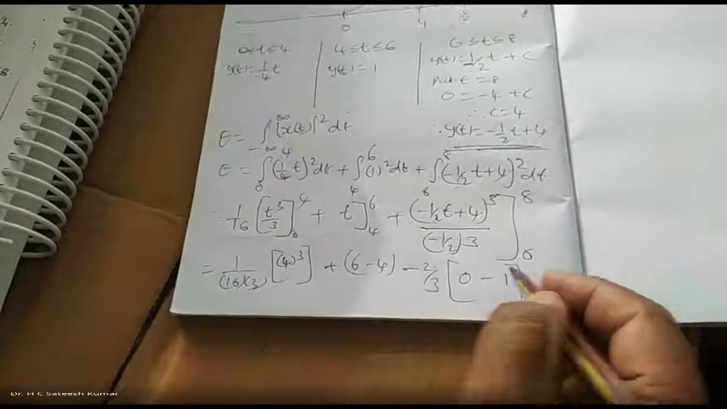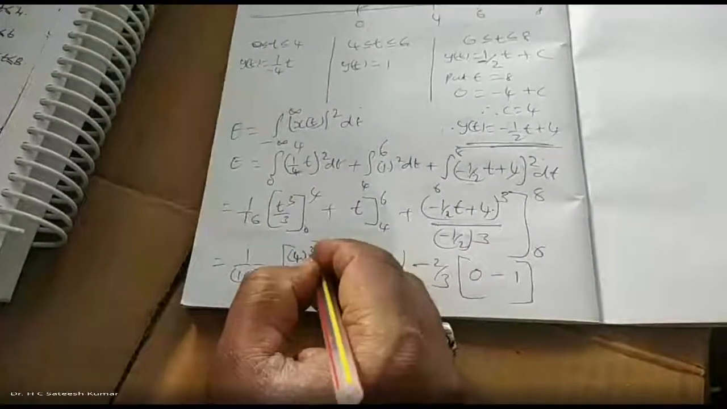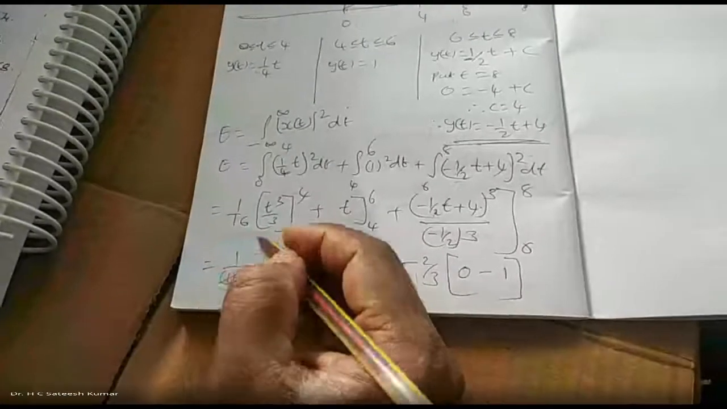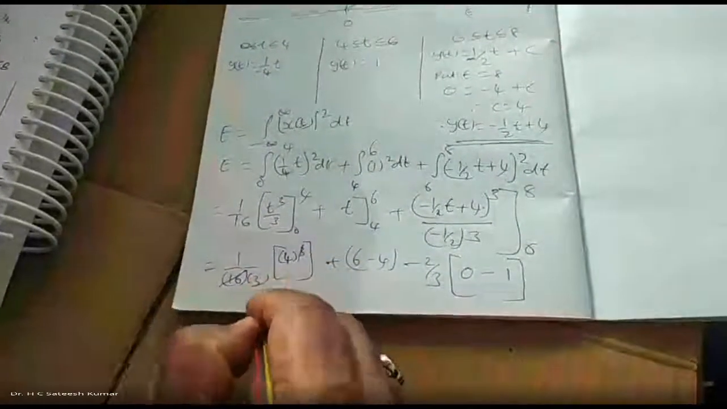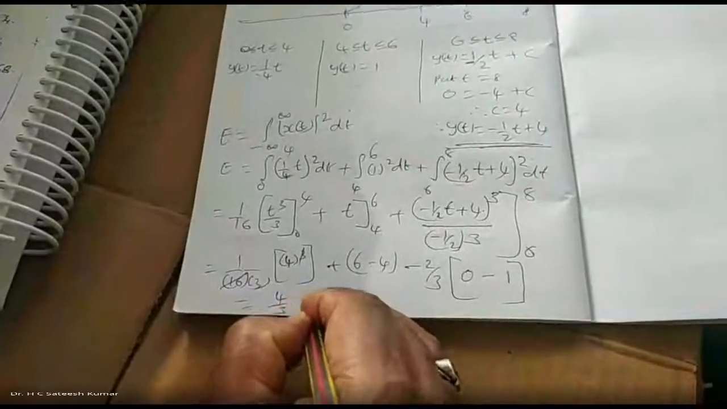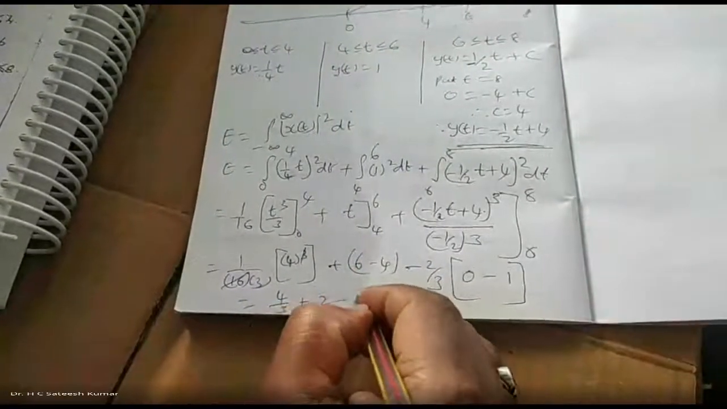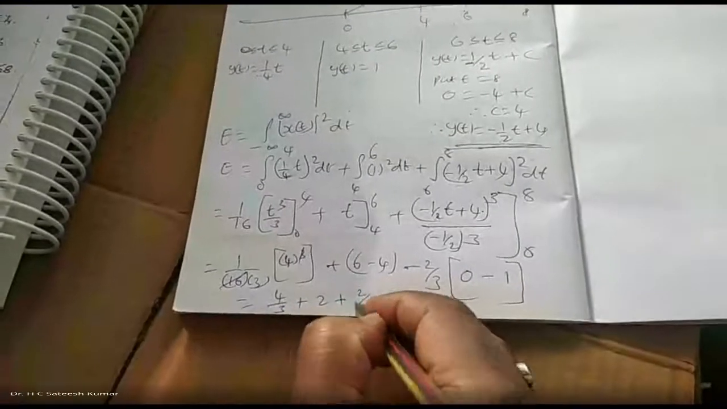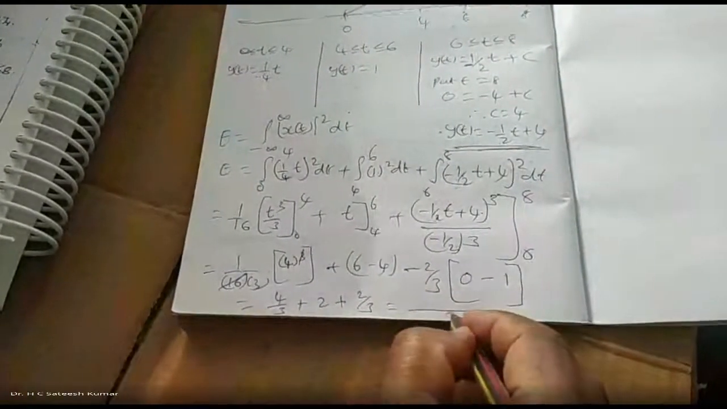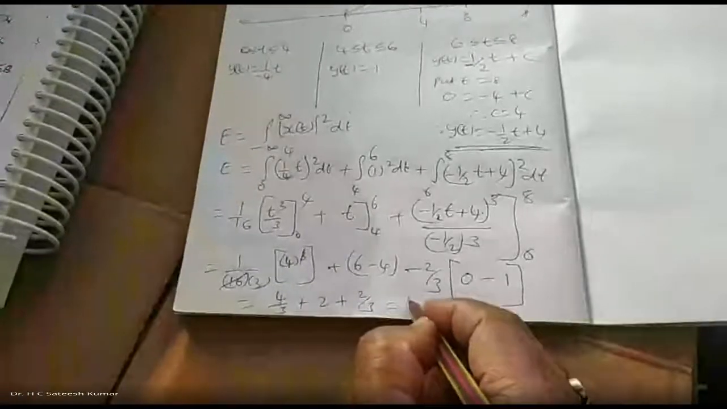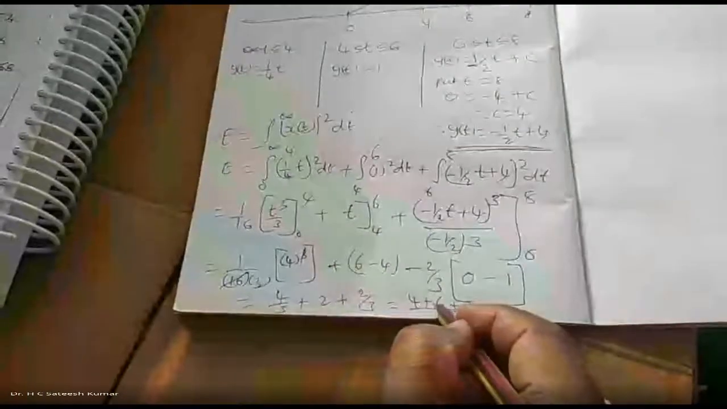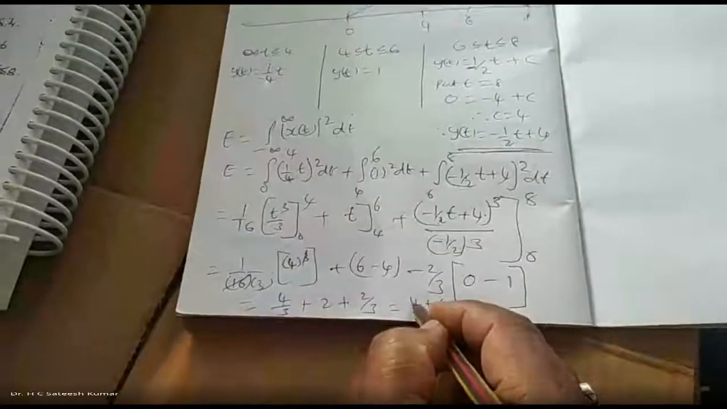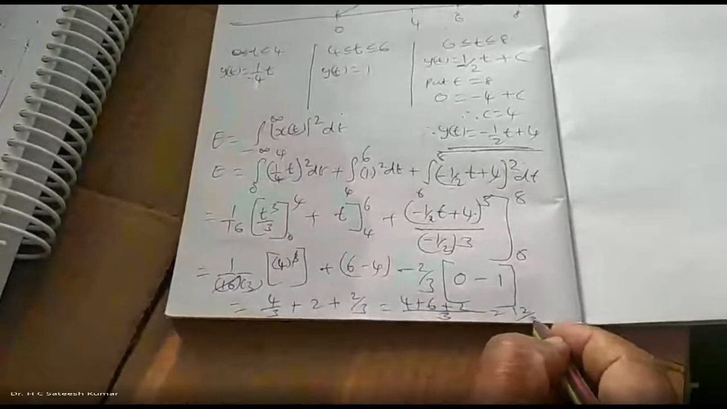So that's how we should do it. So 4 cube is there, and 4 square, this is 4 square. This gets cancelled with 16 because 16 is 4 square. This is 4 cube, so then only 4 is left out. So we are left with 4 by 3 plus 6 minus 4, that is 2, minus into minus plus 2 by 3. Now, that is nothing but, taking LCM 3: 4 plus 3 into 2 is 6, plus 2. So 6 plus 4 is 10, plus 2 is 12. 12 by 3, and the answer is 4.